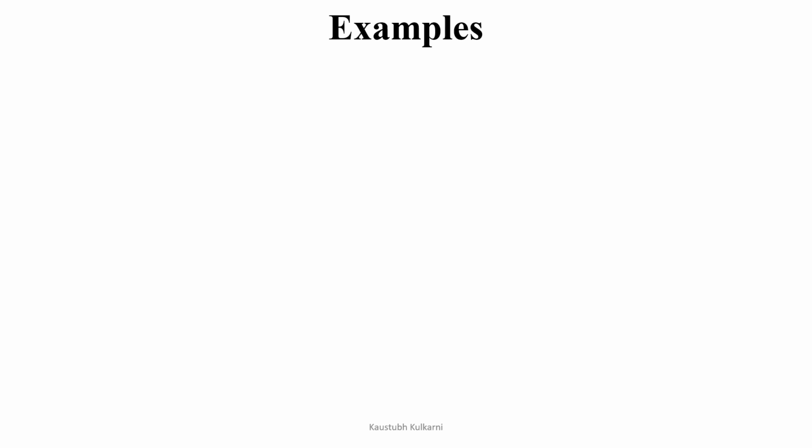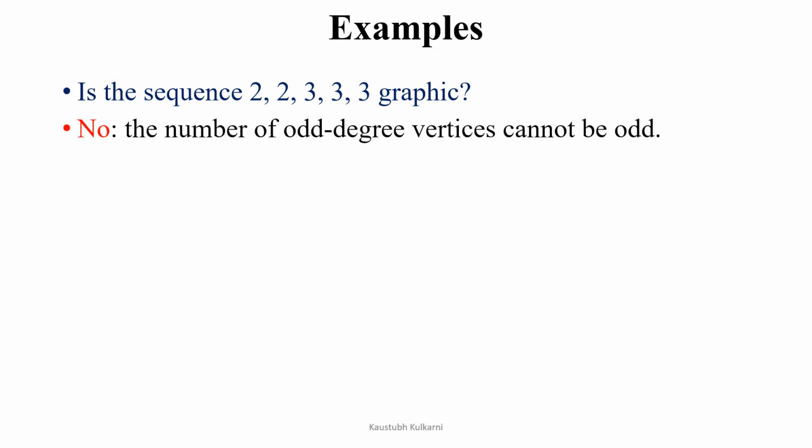So let's take a look at some examples. Is the sequence 2, 2, 3, 3, 3 graphic? It is not, because the number of odd degree vertices cannot be odd. Or in simple words, if you take the sum of all the degrees, it comes out to be 13, which is an odd number. So it cannot be odd.